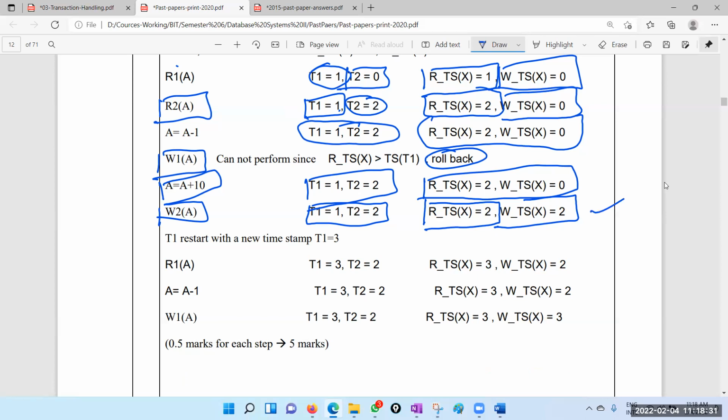Okay. And now transaction 2 is over. Now T1 starts with a new timestamp. So that is very important. Now again, transaction 1 has to start with a new timestamp.